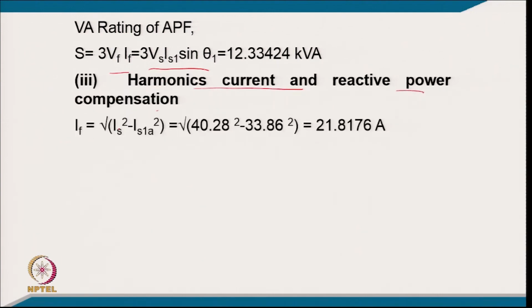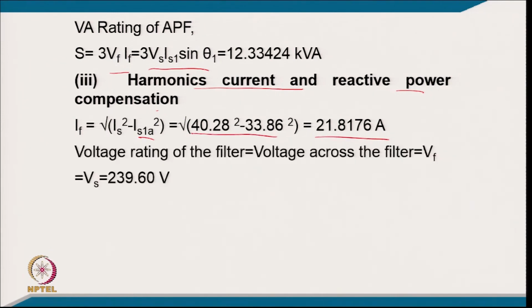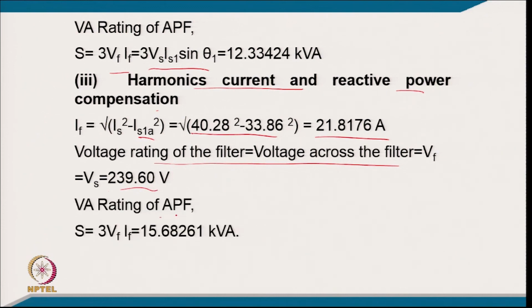the current is If equal to the square root of Is square minus Is1 square. Putting in the value, it comes to 21.8176 ampere, and the voltage rating will be the same as the PCC voltage, 239.6. The VA rating will be 3 Vf If, which comes to 15.68261 kVA. This rating is certainly higher than the rating used only for reactive power. So here we are able to discriminate between all three ratings: only harmonics, only reactive power, and both harmonics and reactive power. So, we stop here.